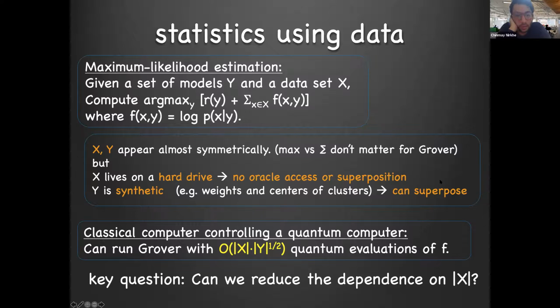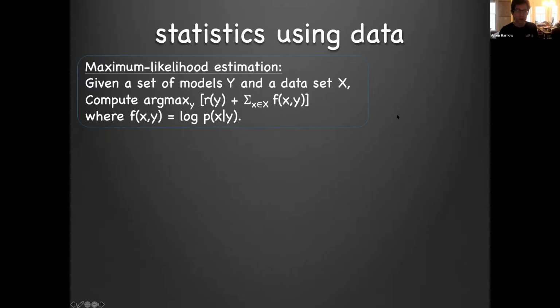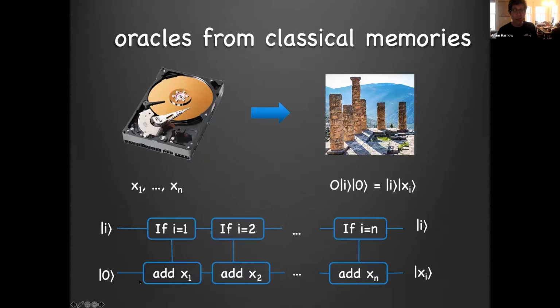Aram, Henry Ewan asks if the search over the data set is in the inner loop and the outer loop is searching over Y in superposition. Doesn't that mean X is being accessed in superposition? Yeah, so what's happening to X is something like this, except what we're really doing is we're saying conditioned on Y, add f of X comma Y to your running total of the log likelihood, and then iterate that over all values of X.